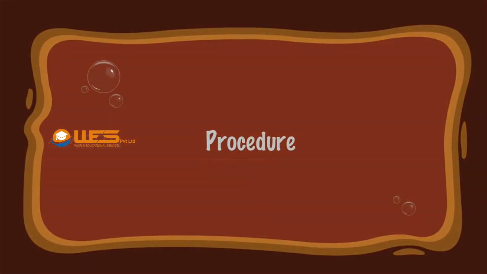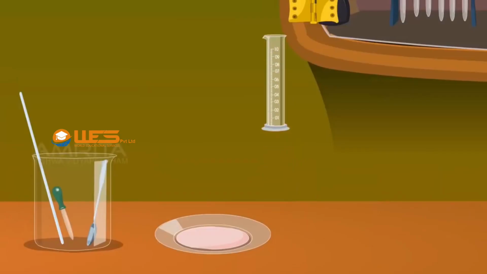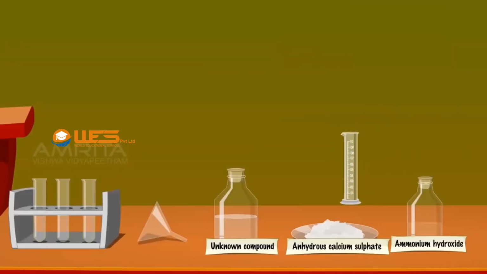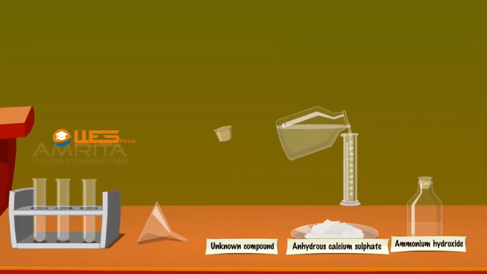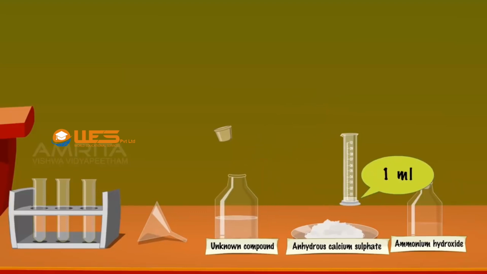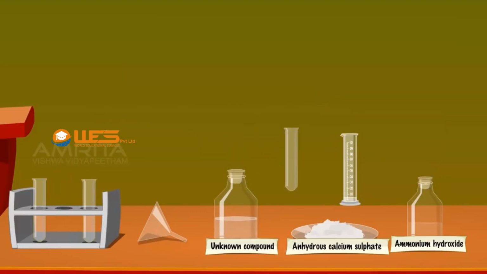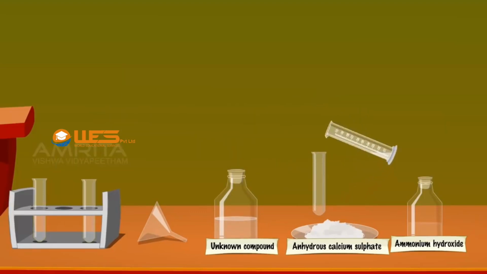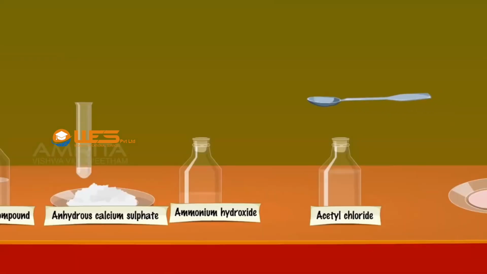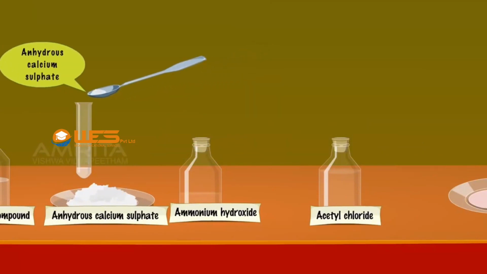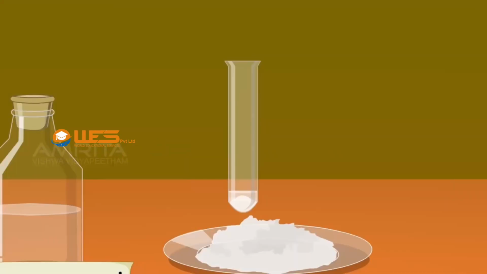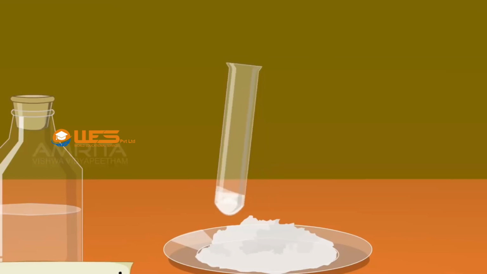Acetyl chloride test. Procedure. Take a measuring jar. Pour 1 ml of the given unknown liquid into it. Pour it into a dry test tube. Add a small amount of anhydrous calcium sulfate into it. Shake well.